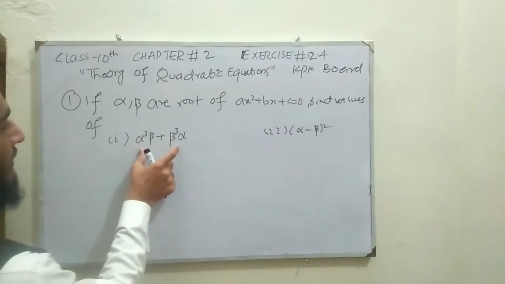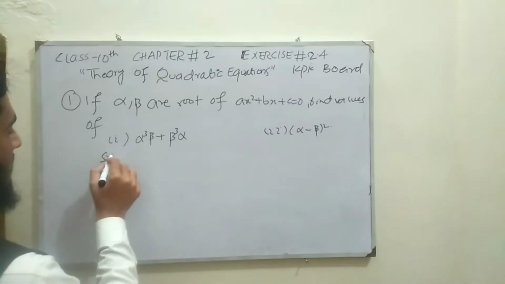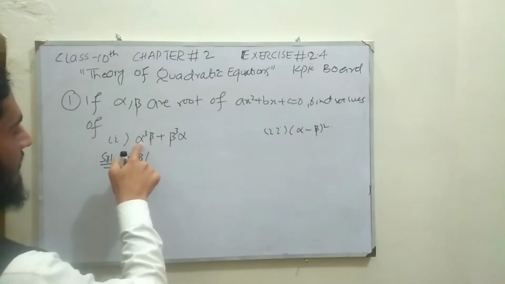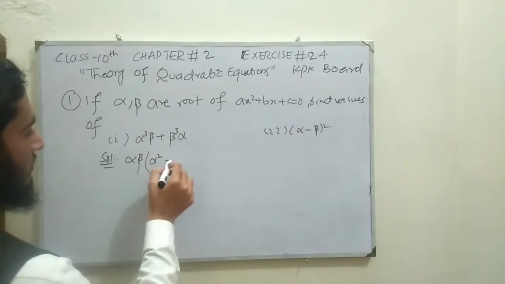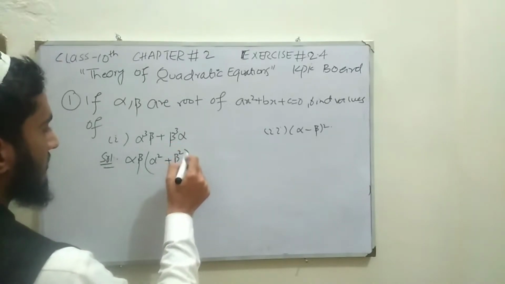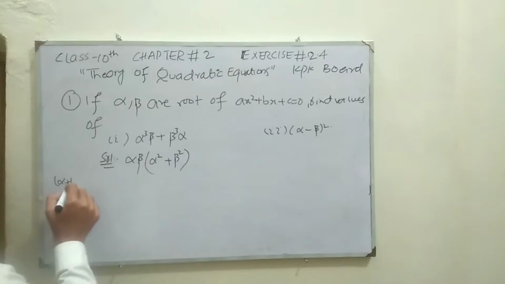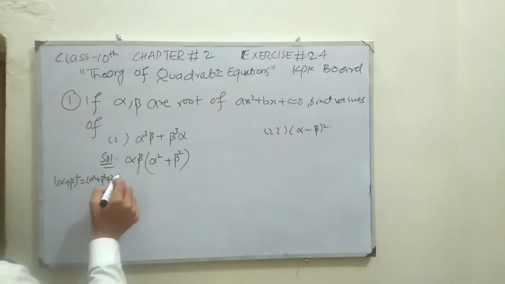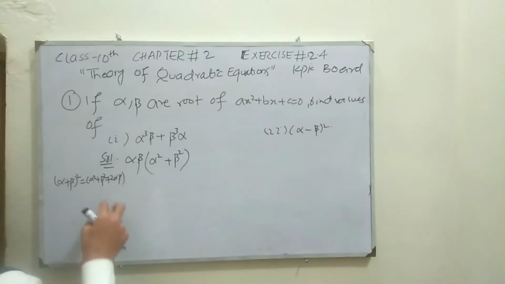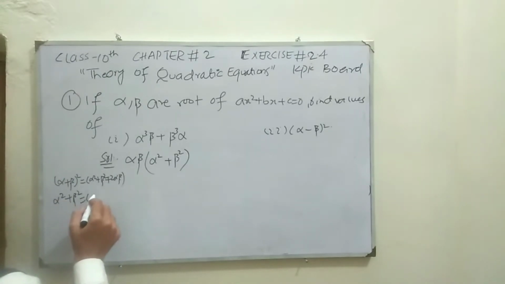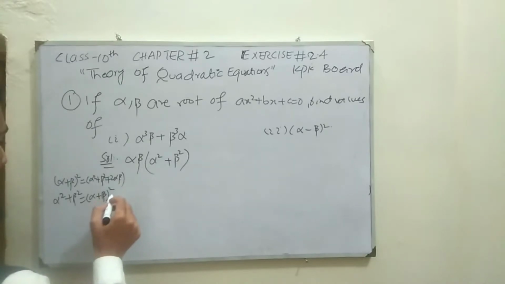We take out common alpha beta from here, so inside we are left with alpha square plus beta square. We know that alpha plus beta whole square is equal to alpha square plus beta square plus 2 times alpha beta, because the formula is a plus b whole square. Shift plus 2 alpha beta to the left side, so we are left with alpha square plus beta square is equal to alpha plus beta whole square minus 2 alpha beta. So this is the value of alpha square plus beta square.